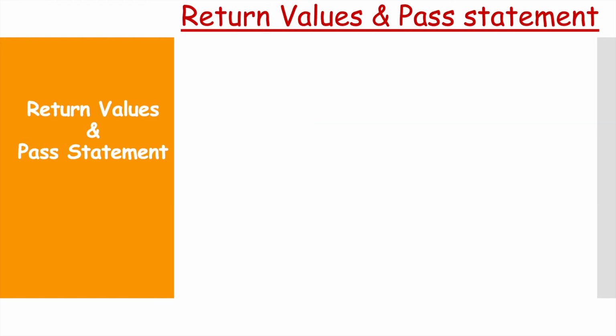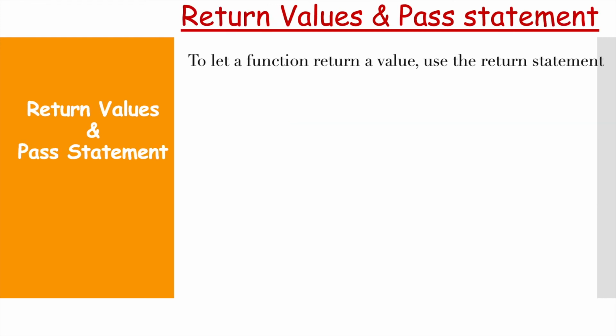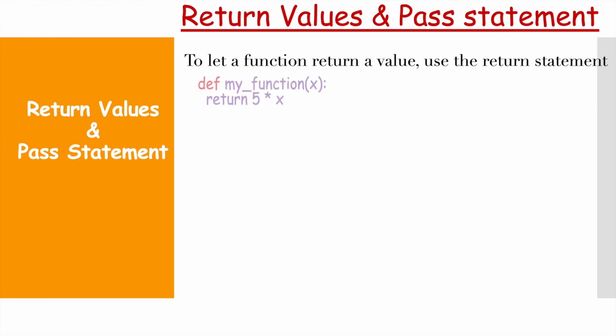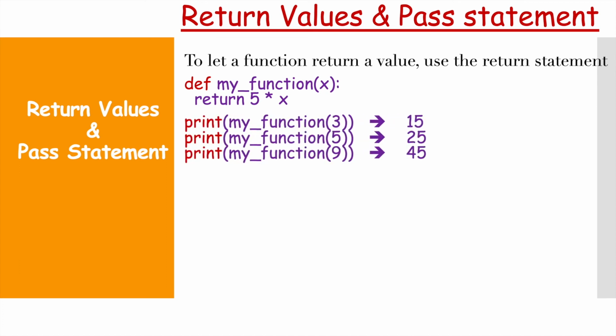Now let's see return values. To let a function return a value, use the return statement. Now let's see with the help of an example. This is our function my_function. It is taking a parameter x and it is returning the value 5 multiplied by x. So when you're calling my_function and passing various values to it, for example when you're passing 3, you are getting 15, that is 5 multiplied by 3. When you're passing 5, you're getting 25, and similarly when you're passing 9, you're going to get 45.